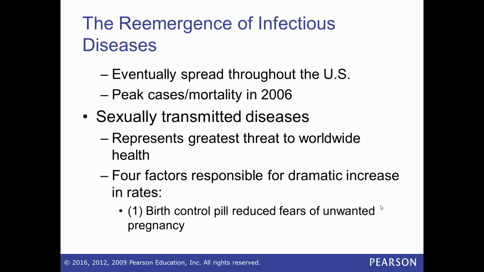Now, West Nile eventually spread throughout the United States, and the peak cases or mortality for these cases was in 2006. All right, so that's part of again, this globalization of trade and travel resulted in a disease that had never been seen in the Western Hemisphere, being essentially just bottled up and transported on over. All right, so that's one way this is happening.